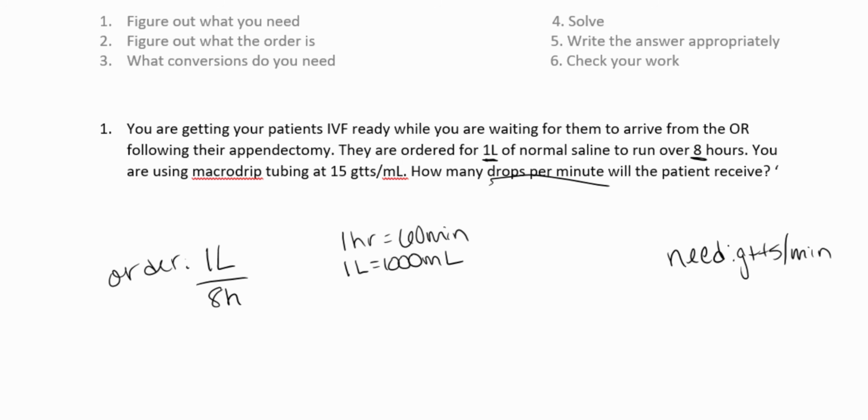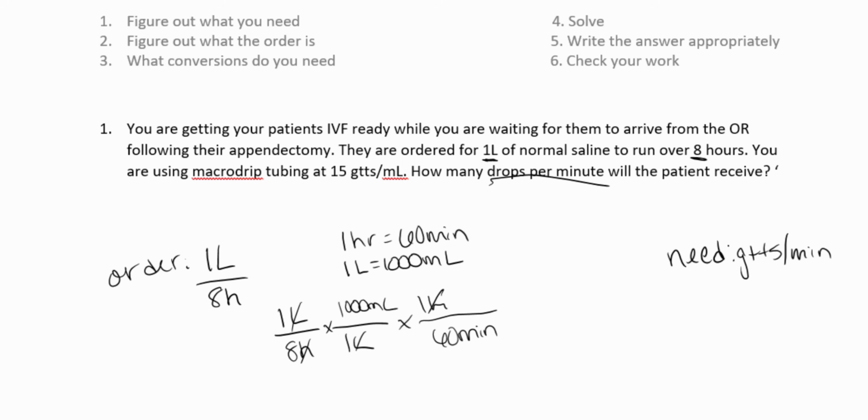Now let's get started. We are going to start with 1 liter over 8 hours. Now we want to get from liters to milliliters, so 1 liter goes down here, so we can cross it off, and it's 1,000 milliliters. We can cross off our liters there. Then we need to get rid of the hours, so we put 1 hour up here, and 60 minutes down here. So we can cross off our hours. We are at milliliters per minute.